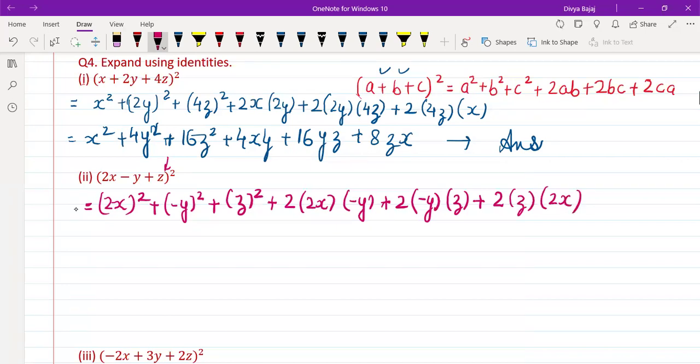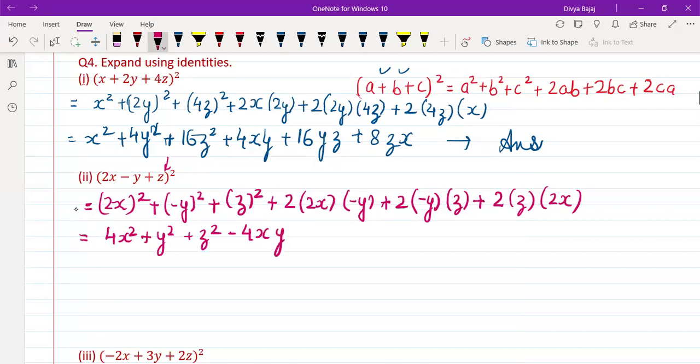It looks quite big, but it is very easy to solve. (2x) square means 4x square. Minus y square, minus will become positive because minus minus will be positive, so plus y square plus z square. So let's solve the first three terms here of the next. 2 2s are 4, 4xy, but we have a negative sign, so it will be minus 4xy. Let's look at these three.